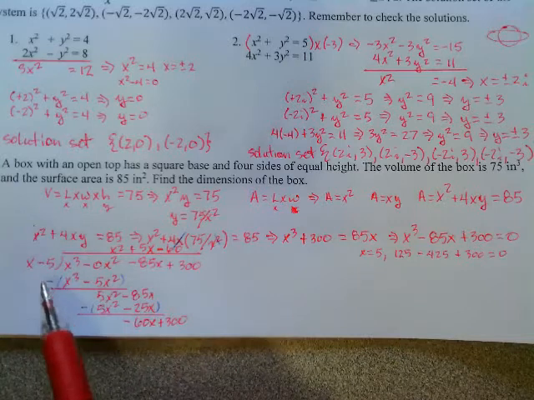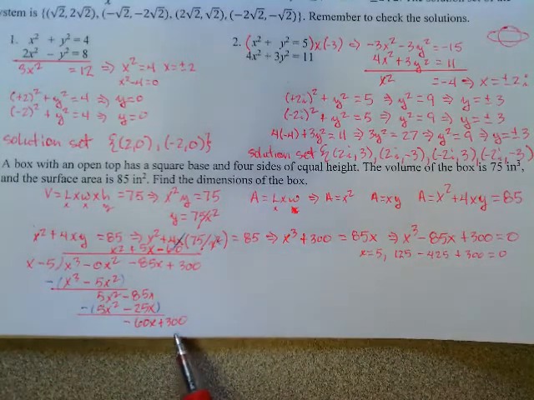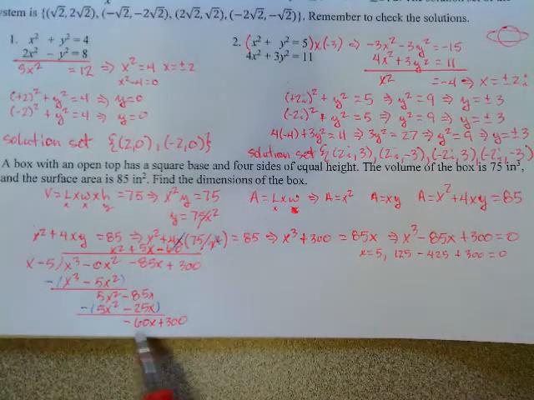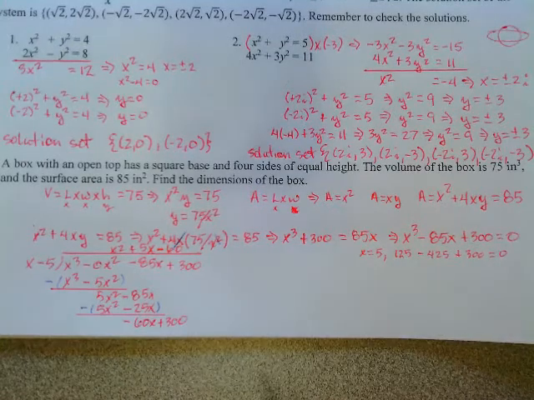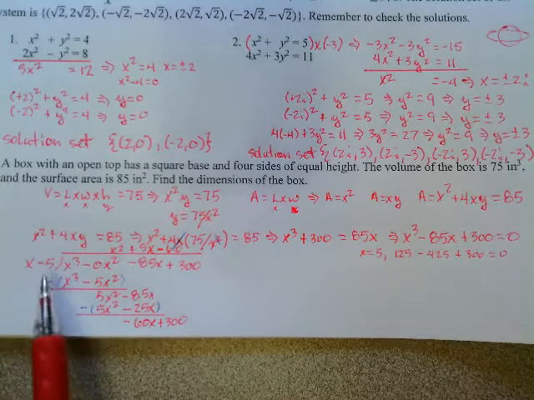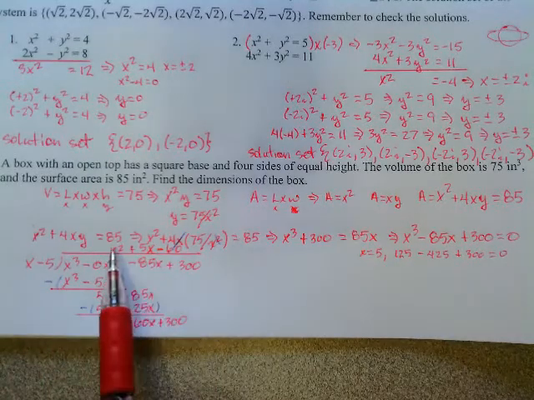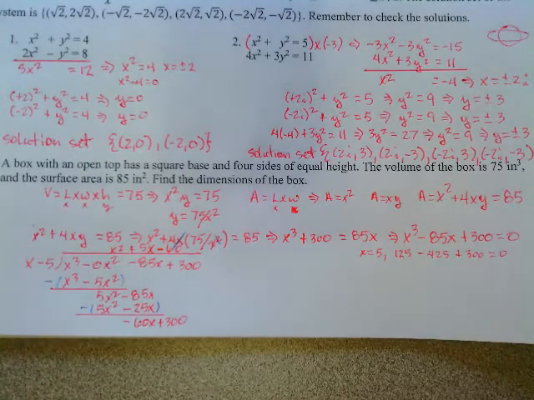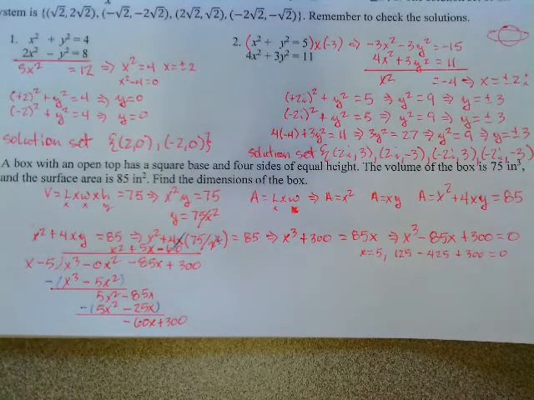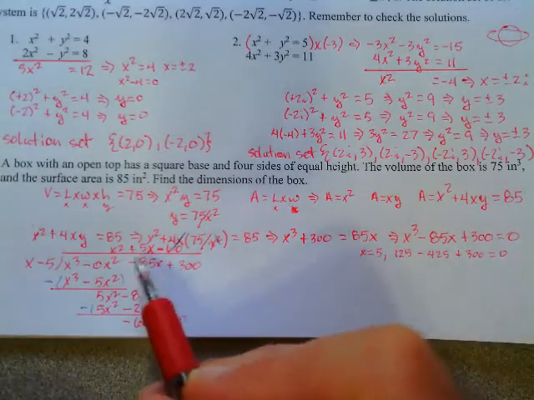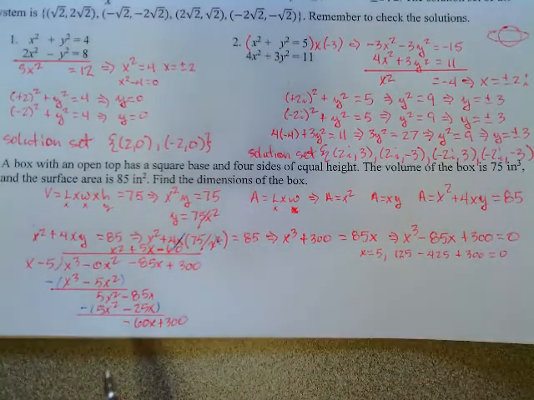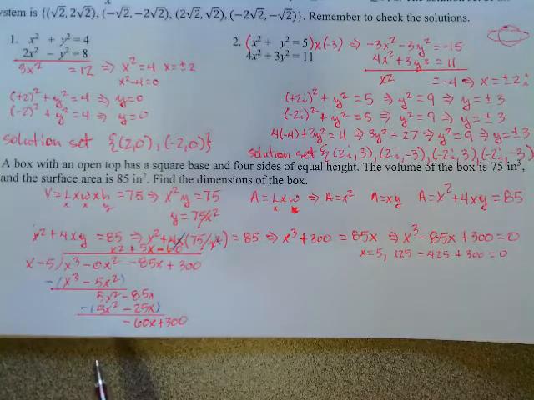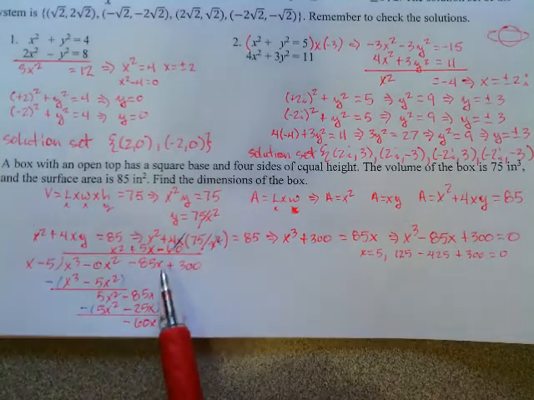Negative 60 times the negative 5 will give me 300. And so it'll match that. I won't have any remainder. So x subtract 5 does go into this evenly, and I get x squared plus 5x subtract 60. Okay, so next I want to work on this. That is probably not factorable.